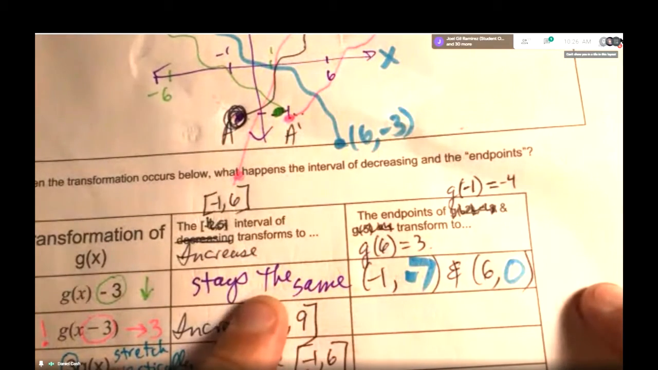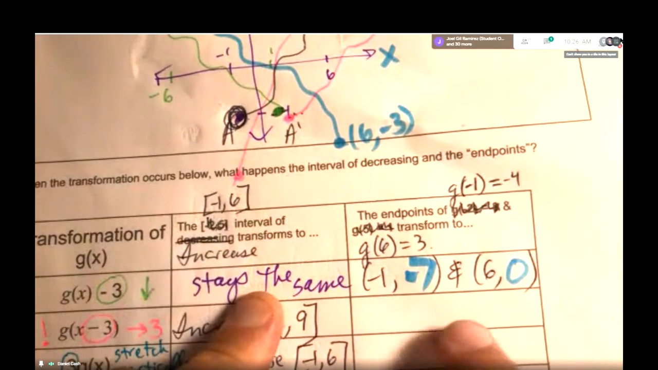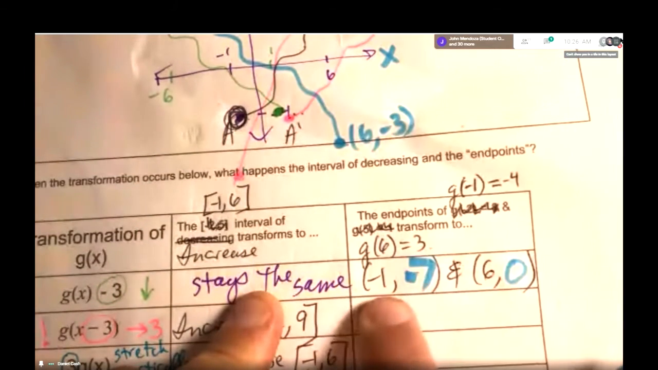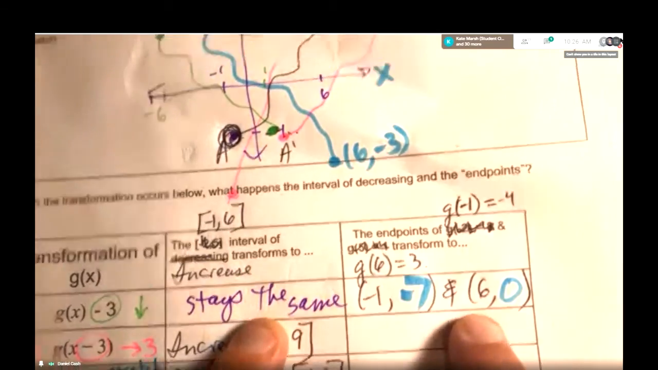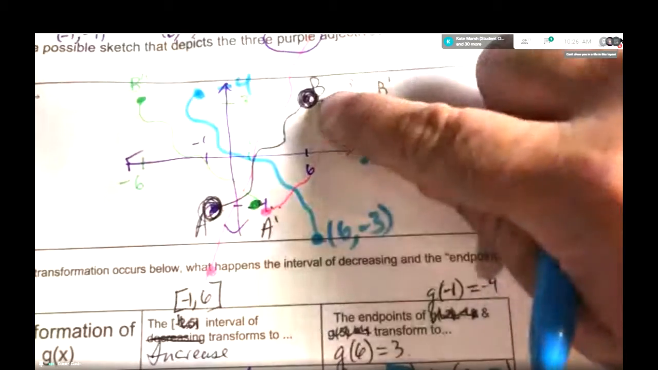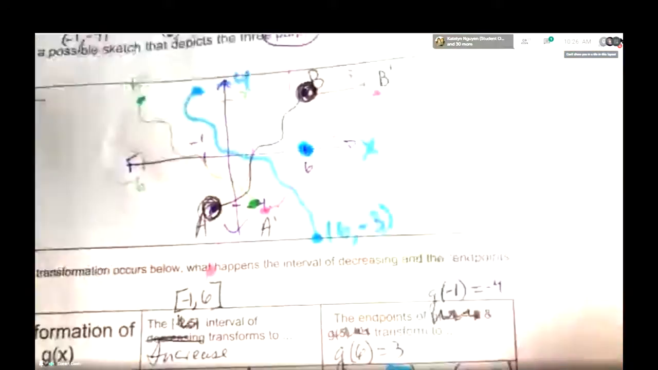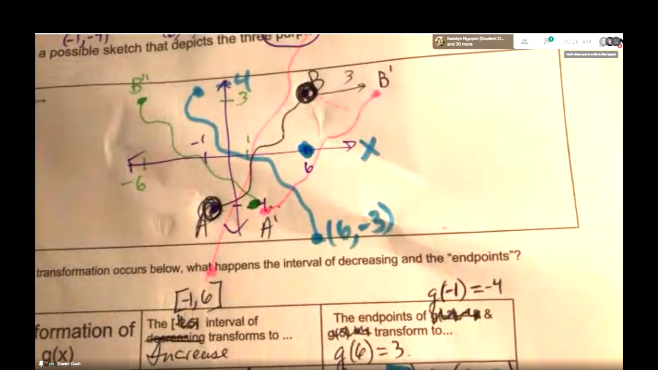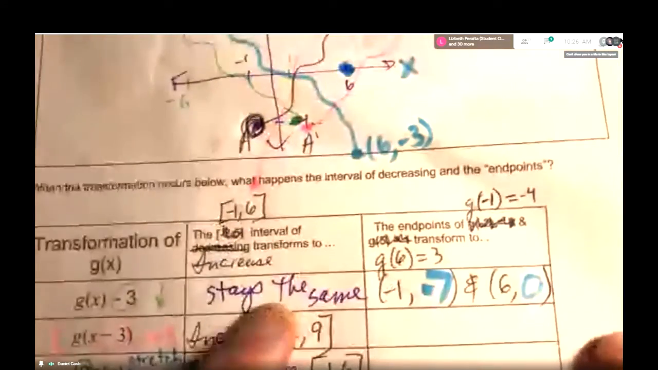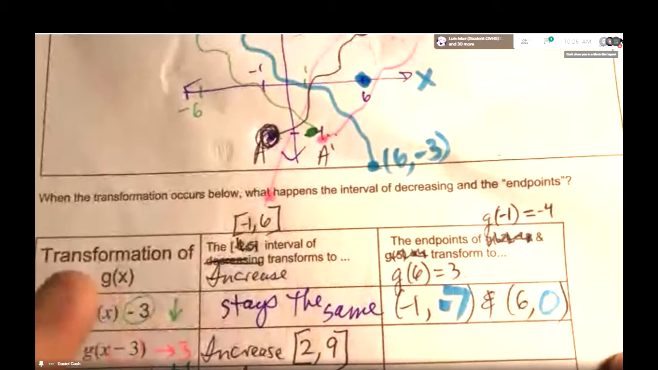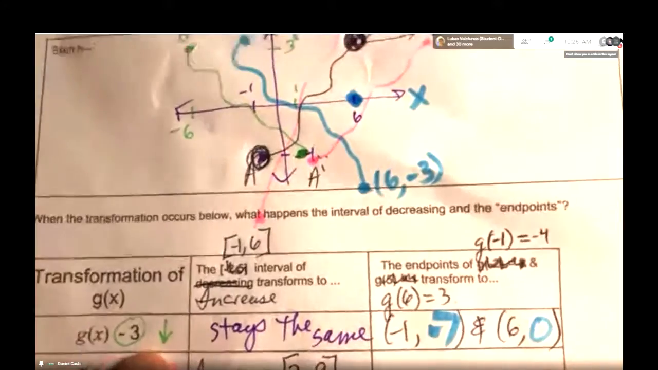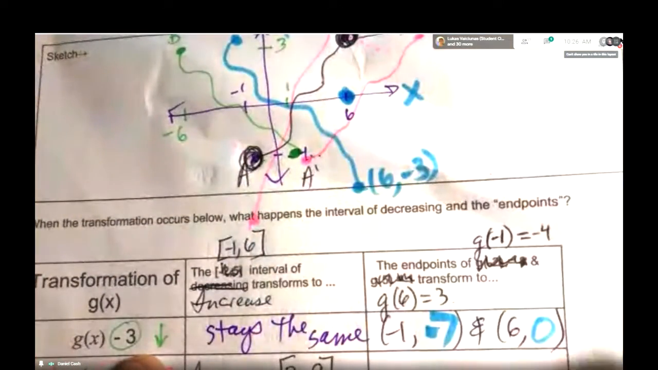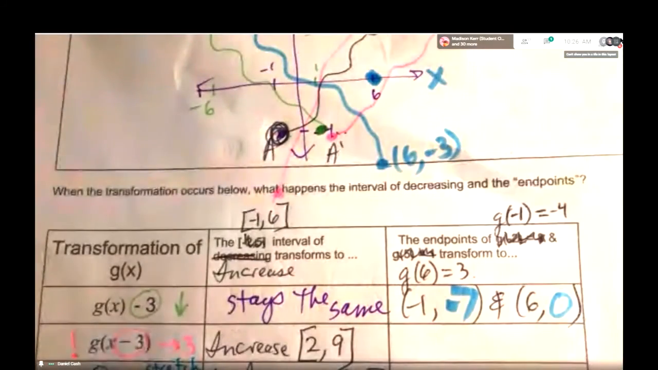Okay, so even though the interval of the x values stays the same, see -1 to 6, -1 to 6, that stays the same. It's still increasing. But what happens to the endpoints is this B point here is going to move down. It's going to be sitting on the x-axis at 6, 0 because it got moved down. It took the elevator down 3 units. So the reason why I want you to know the transformations in a general sense is that you can visualize what's happening to the function, and therefore you can change the x or the y values accordingly.